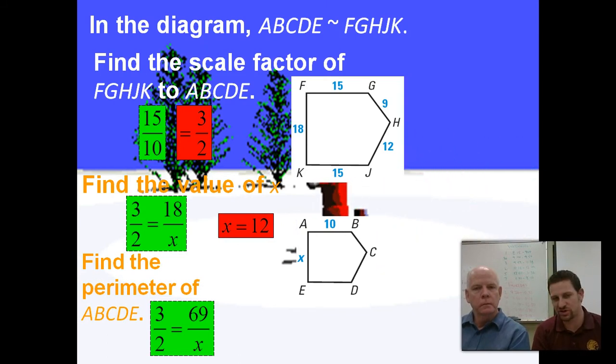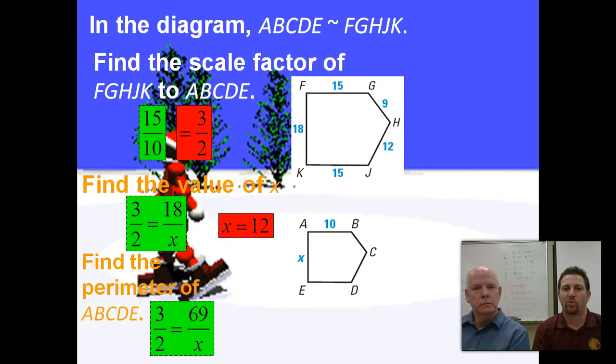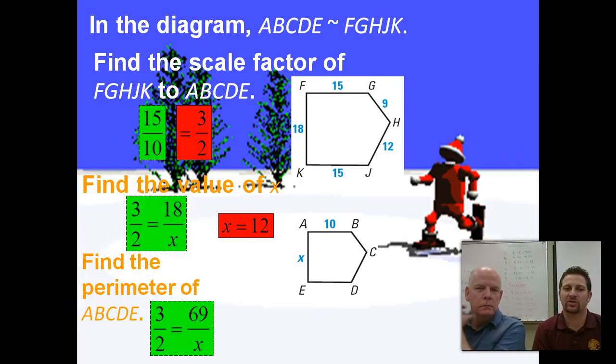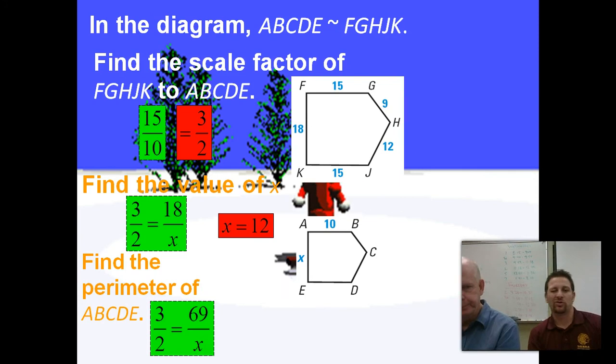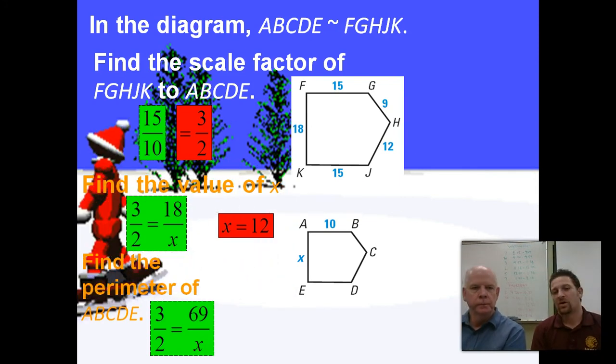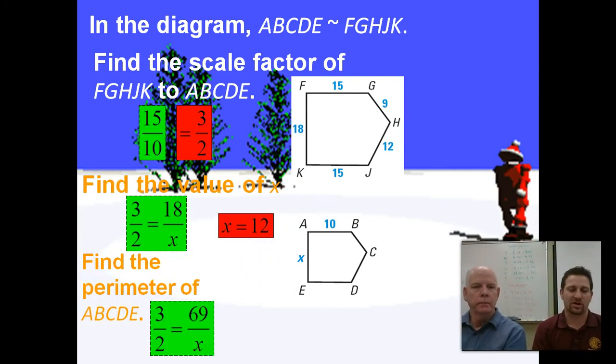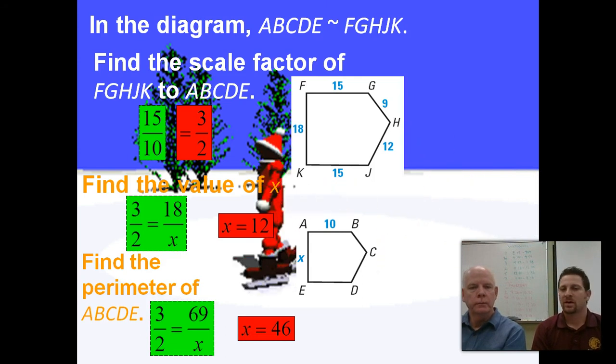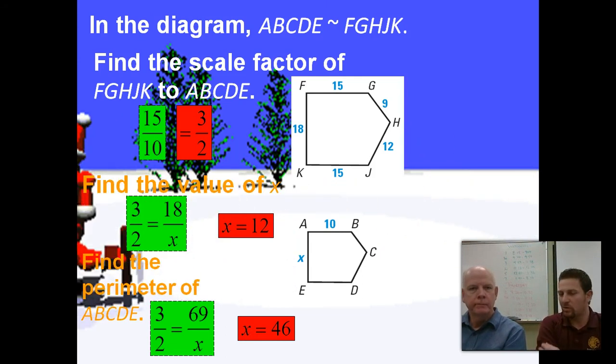Remember what Mr. Scritchfield just said on the previous slide. The perimeters are also part of the same scale factor, so now all you got to do is cross multiply, and you get 138 equals 3X, and we get 46. Okay? So pretty straightforward, Mr. Scritchfield. Anything you want to add to that?